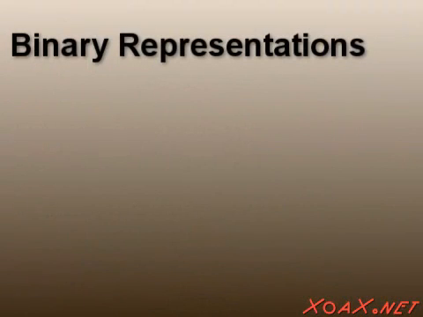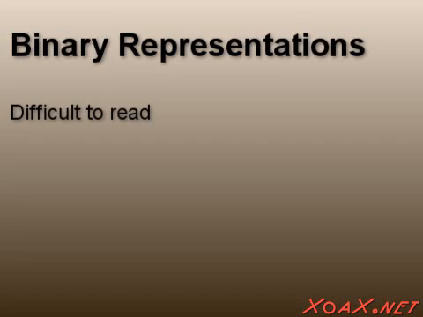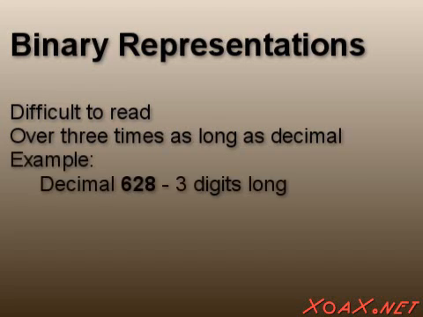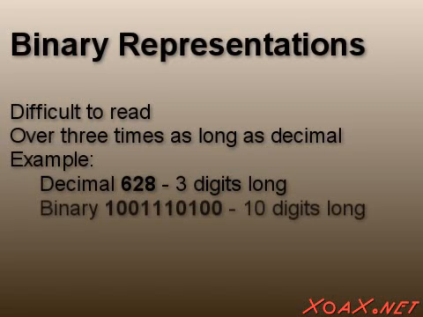We introduced binary as the method by which a computer stores numbers. The problem with binary representations is that they are not convenient for humans to read because they require over 3 times as many digits. For example, the number 628 requires only 3 digits in decimal. In binary, this is 100111 0100 for a total of 10 digits.